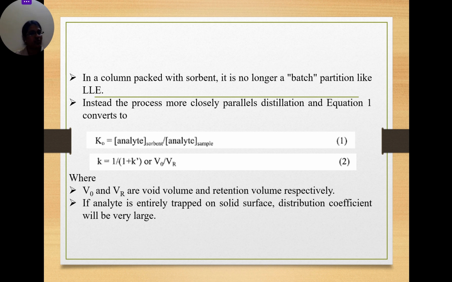Or if you are using an inert sorbent material and coating a liquid layer on top of it, then we can say it is an LLE as well as SPE. So here the distribution equation will be converted into Kd, analyte in the sorbent over analyte in the sample, which is nothing but how it is getting distributed between the sorbent and the actual volume of the sample. V0 and VR are nothing but void volume and retention volume. If the analyte is entirely trapped on the solid surface, as we know, the distribution coefficient will be higher.